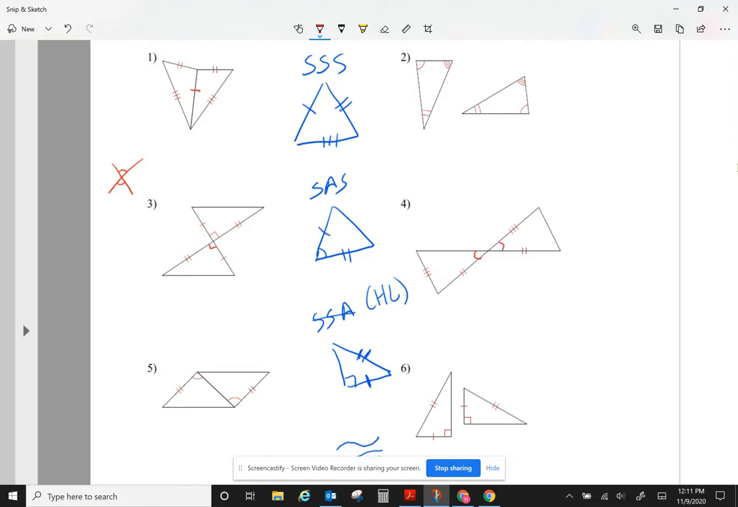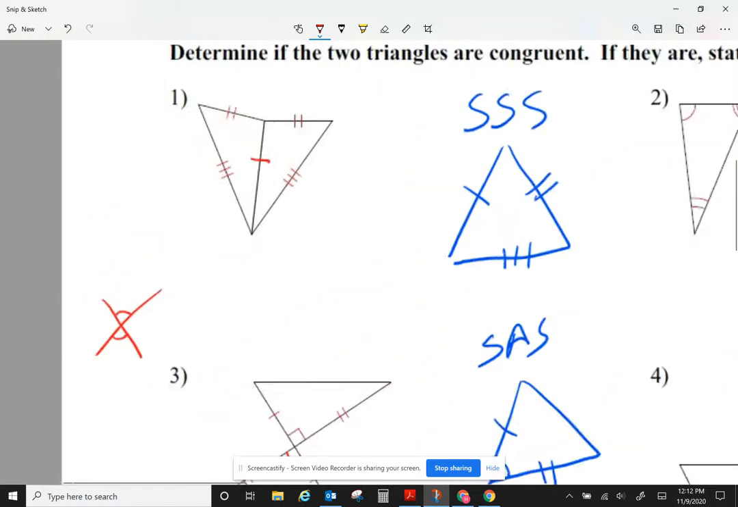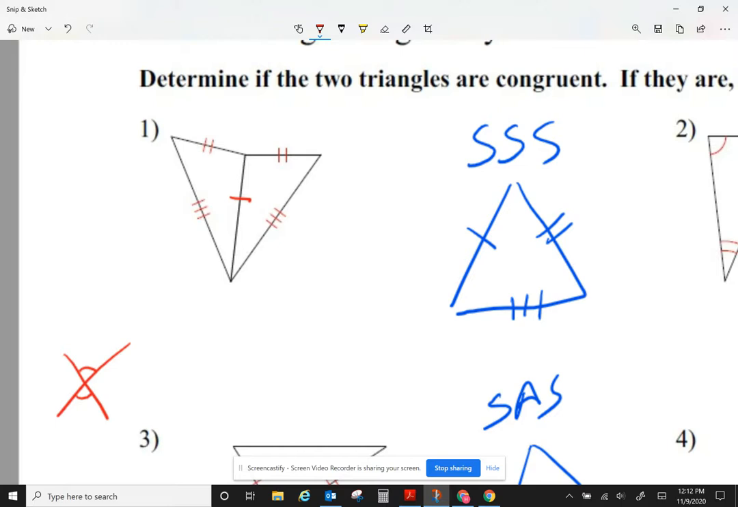Question number 5, I can mark a side because both triangles use that side. So that's the only way I can mark an angle, and that's the only way I can mark a side. Now that I marked everything that I need, let's take a look at question number 1.